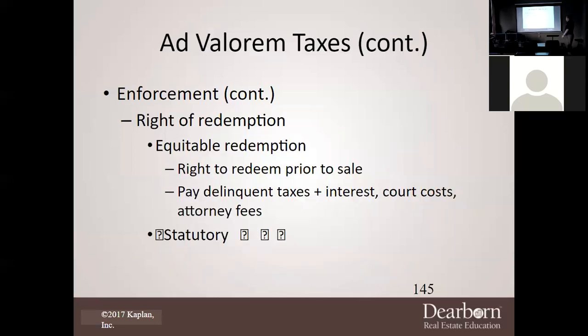Okay. Now, a right of redemption. There is what's called an equitable right of redemption, which is the right to redeem prior to the sale. So if Travis notifies Keith that, hey, Keith, your property is going to a tax sale, Keith has up to the day of the sale to pay it off and get squared away. But the moment the sale starts, that's it.